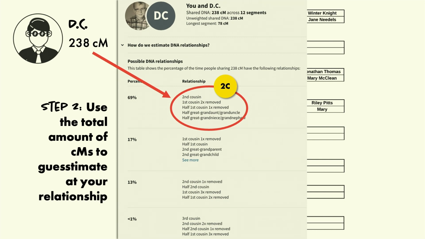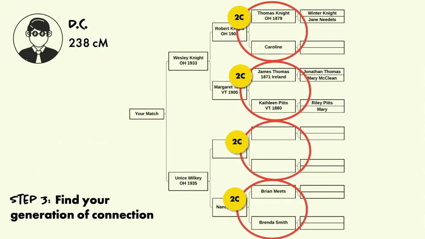So let's start with second cousins. So if you're second cousins with this person, what is your generation of connection? Second cousins share great grandparents. Okay, so if this person is your second cousin, then theoretically, your shared ancestral couple is one of these 4. So do you see how I've just narrowed it down for you?